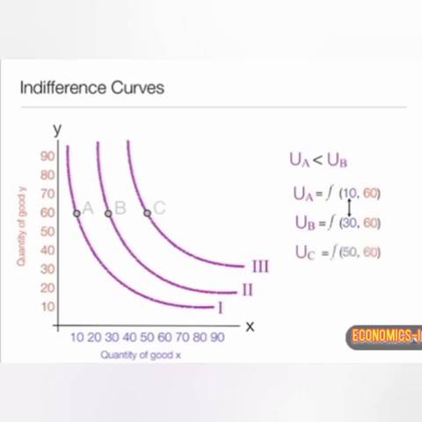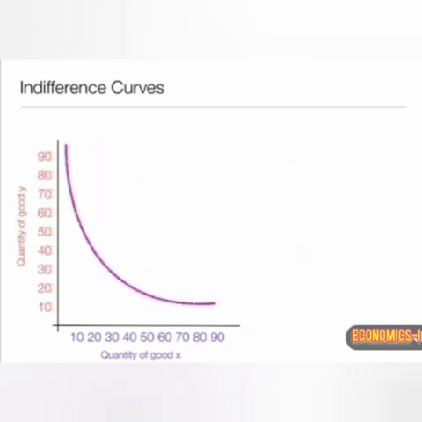Remember, utility is constant on a single indifference curve, and each higher indifference curve has more utility than the previous curves. That is, utility of A point is less than the utility of B, utility of B is less than the utility of C. Means utility of A is less than the utility of B and utility of C.